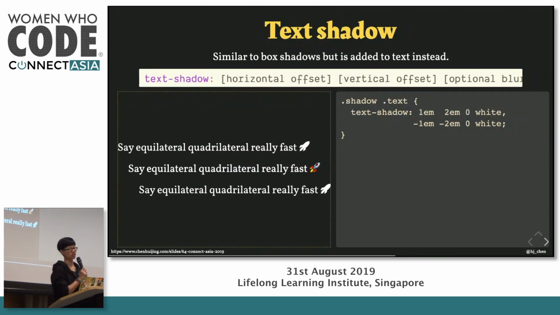And then we also have text shadows. So text shadows are like box shadows. Again, no limit to how many shadows you want applied. But if you do use more than one, the order does matter. So they are applied front to back. So the first specified shadow is on top.